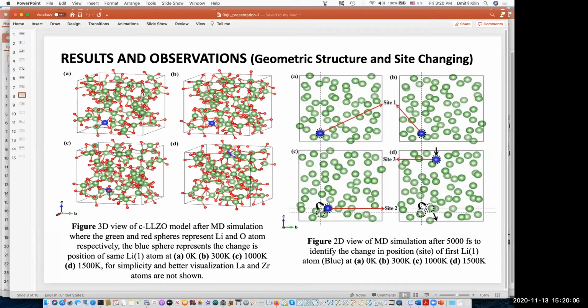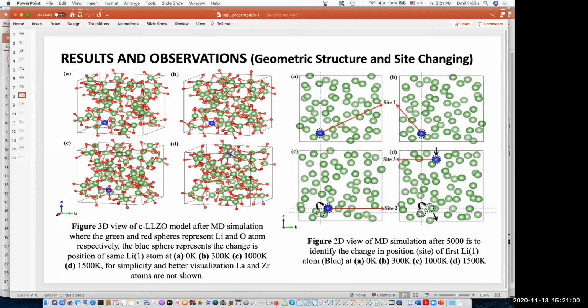Please let me clarify that we didn't show the lanthanum and zirconium atoms here, because throughout the movie, and also as you will see from the RDF, the lanthanum and zirconium atoms are almost fixed in their positions. So we ignored them for clear visualization. At the very beginning, at 0 Kelvin, the blue atom is at its original position. As we increase the temperature to 300 Kelvin in B, it makes a little movement, but it is still in the original position. It just starts to vibrate.